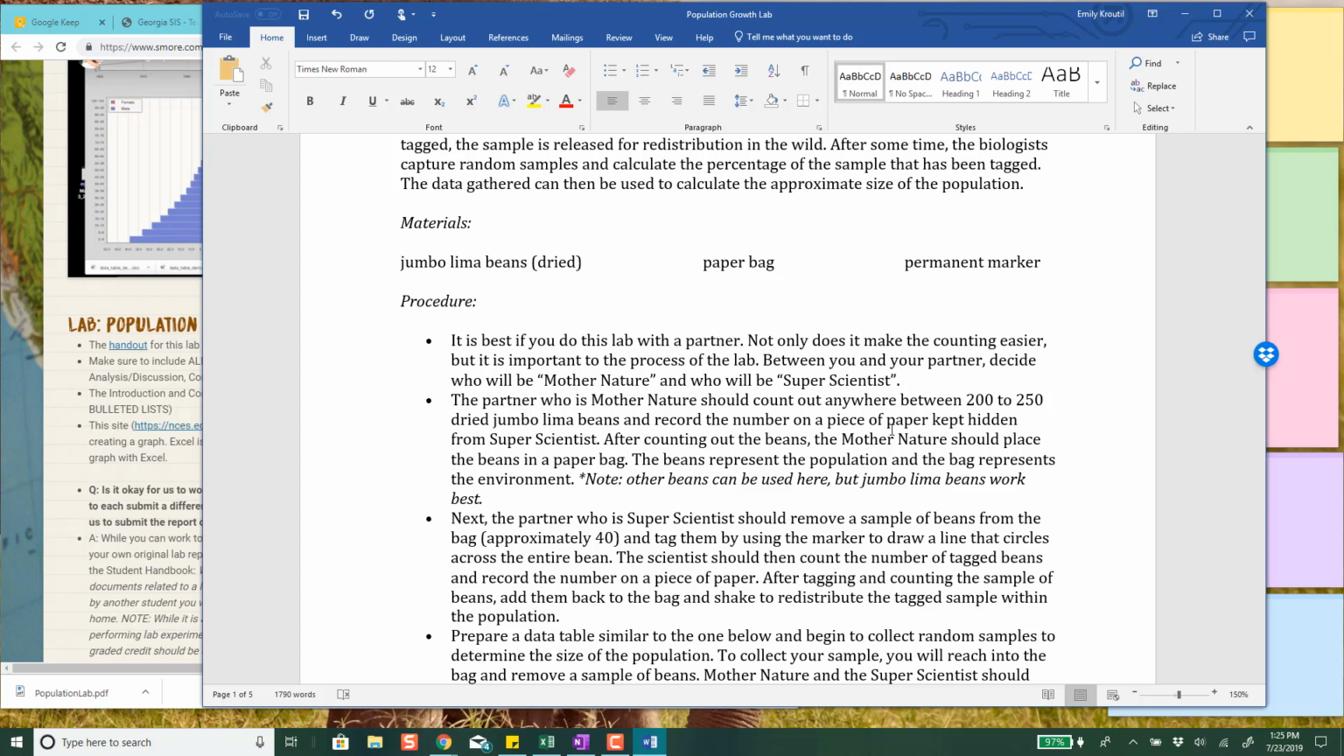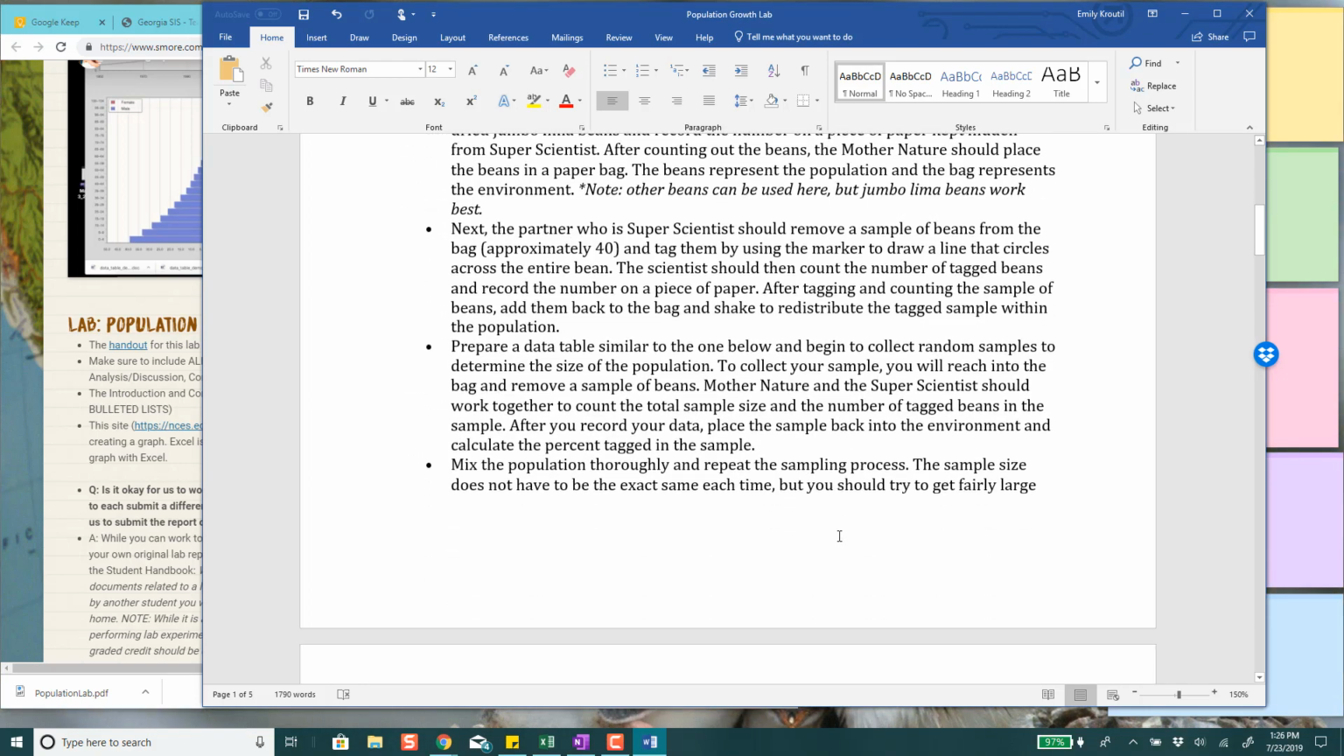The ones that you tag, you're going to mark with a permanent marker on the bean. You can draw a line that circles the entire bean, or put your initials on them, whatever you want to do, as long as it lets you know those are the tagged beans. Then you're going to put those beans back in your paper bag with all the rest of the 200 to 250 beans. Shake it up and spread them around, so they're all randomized.